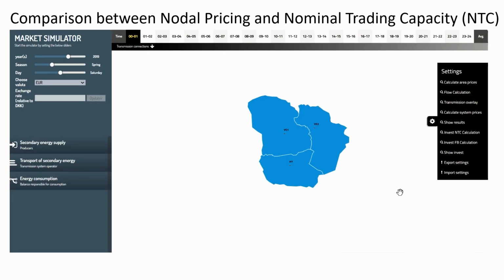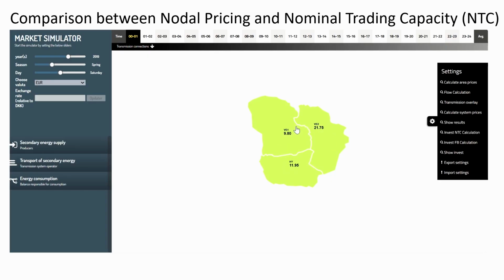I'm now back in the Power Market Simulator because I want to show you the difference between making a normal trading capacity calculation and a flow-based calculation. We calculate here for period 1. Click on the 3 areas, and then I make a flow-based calculation. And as you can see here, we have the same prices in the 3 areas as you had seen before.